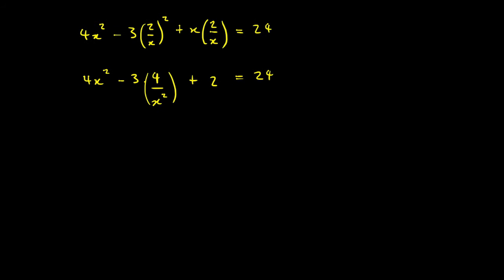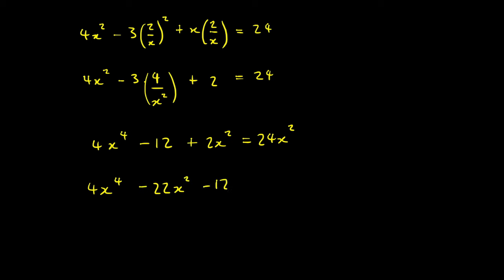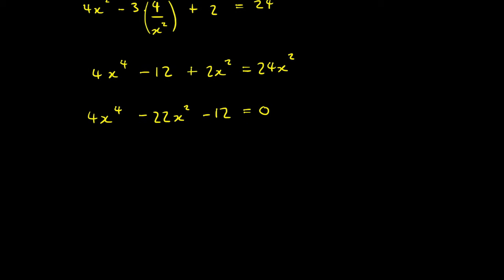And we want to get rid of the fractions, right? So what we're going to do is multiply everything through by x squared. If I do that, I get 4x to the power of 4, minus 12, right? 3 times 4 is 12. And of course, if I'm multiplying through by x squared, then the x squared on the denominator cancels. Plus 2x squared is equal to 24x squared. If I rewrite this, I've got 4x to the 4 minus 22x squared minus 12 is equal to 0. And I'll simplify this even further by dividing through by 2. So 2x to the 4 minus 11x squared minus 6 is equal to 0.